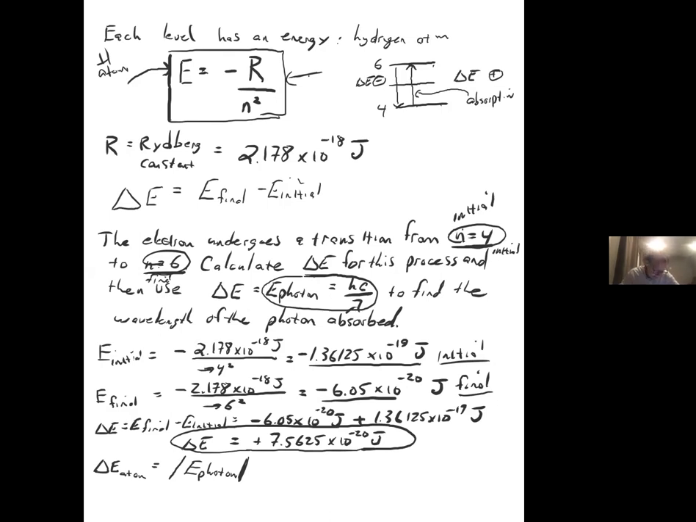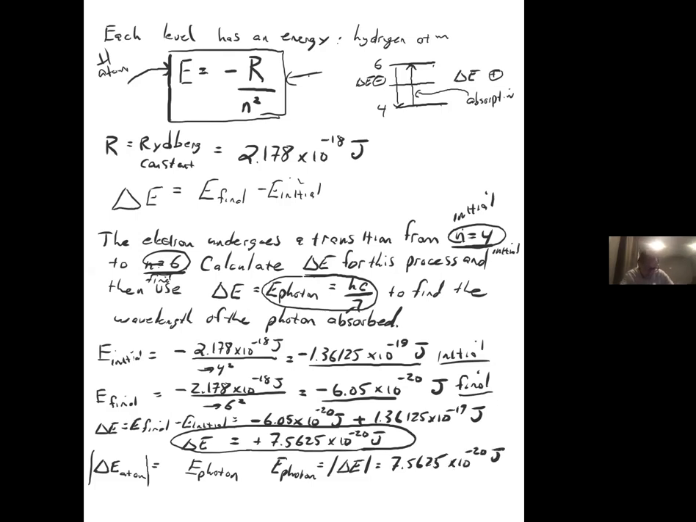Okay, so energy of the photon is equal to the absolute value of delta E. I actually should have written it that way. I should write that the absolute value of the energy of the atom is equal to the energy of the photon. So that's equal to that. So that's equal to 7.5625 times 10 to the minus 20 joules.